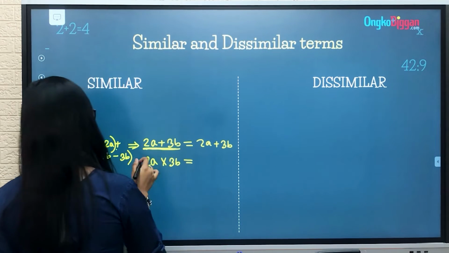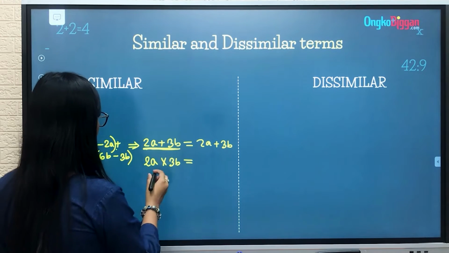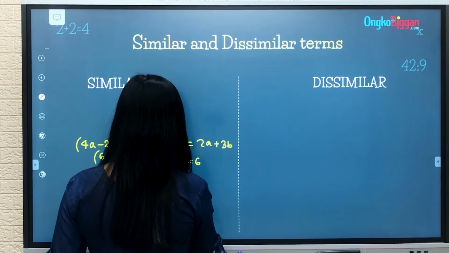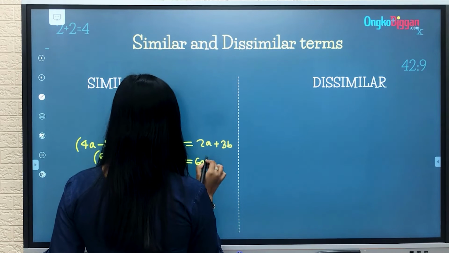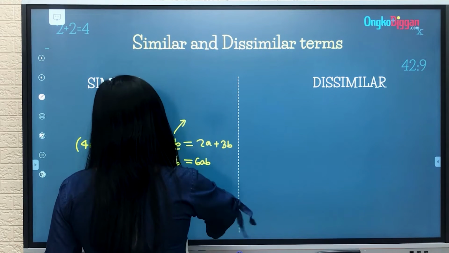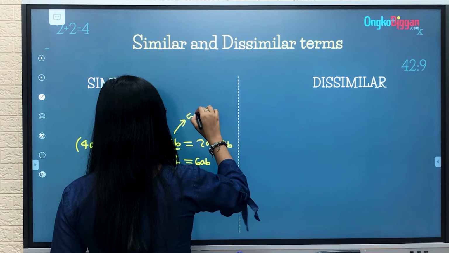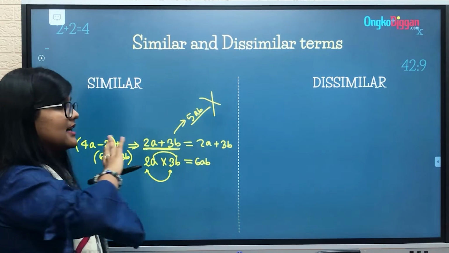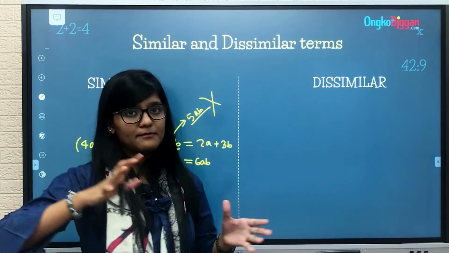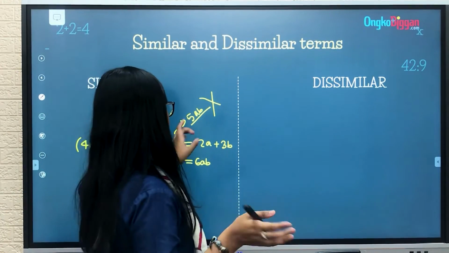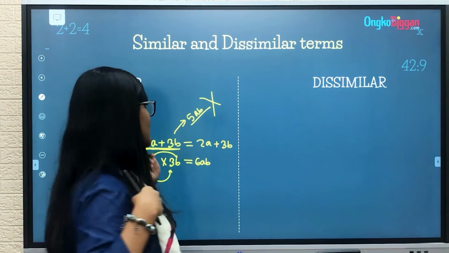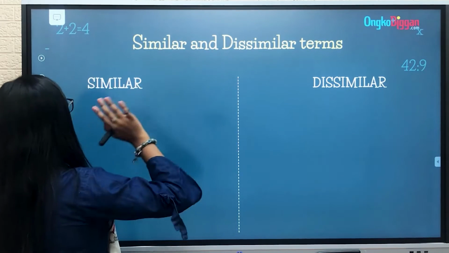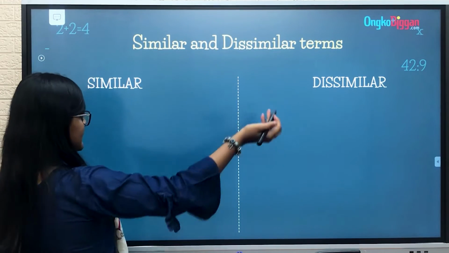But if it comes as multiplication, what will we do? We can multiply the coefficients, like 3 times 6, and we can write AB. But we can't write 2 plus 3, 5, and AB kept as AB. It's wrong. Don't make this mistake. Many of you students will make this mistake, but it's completely different. I will explain it further. First let's talk about similar and dissimilar terms.